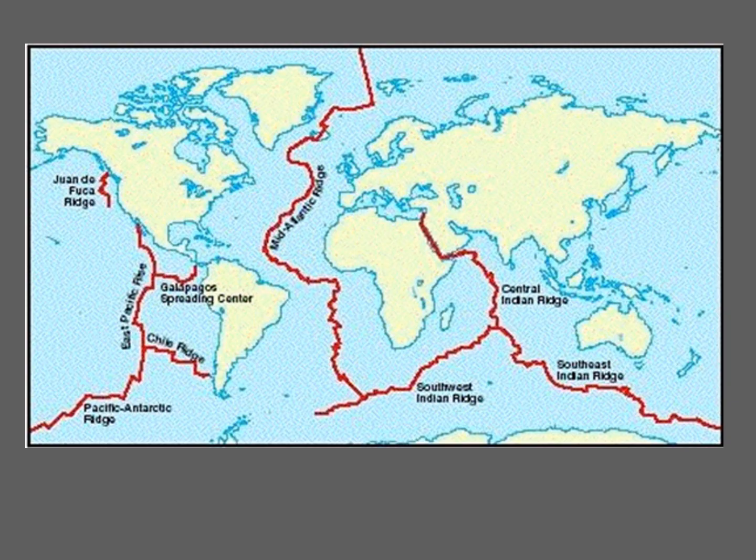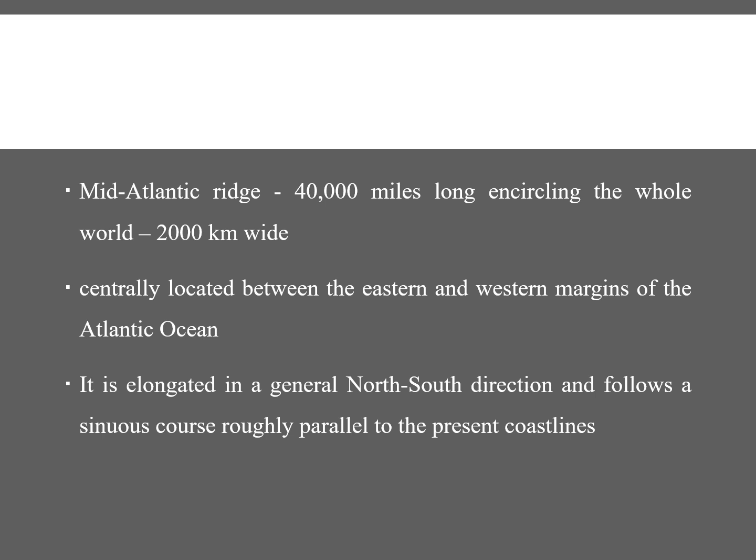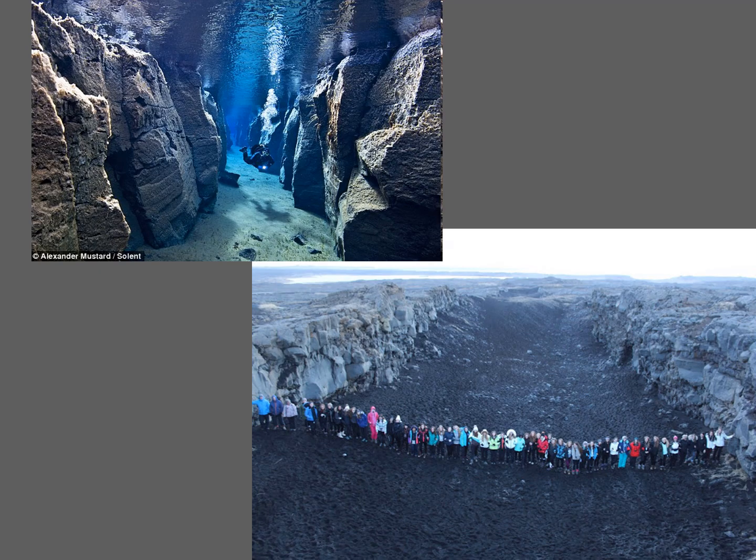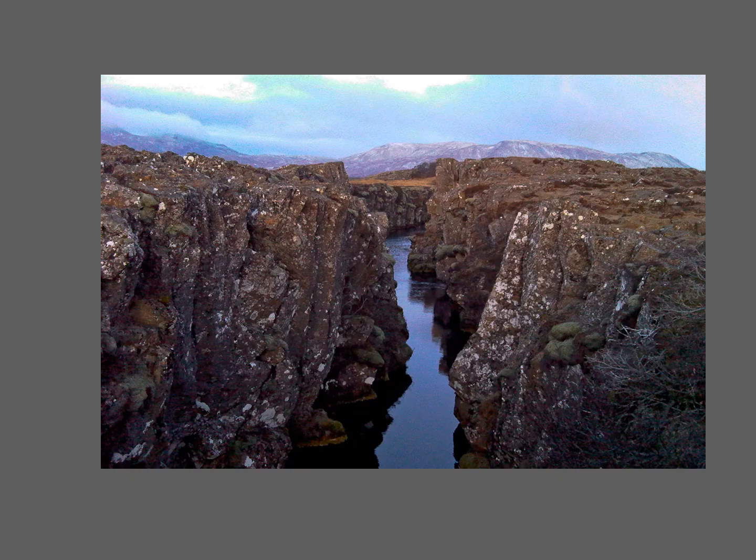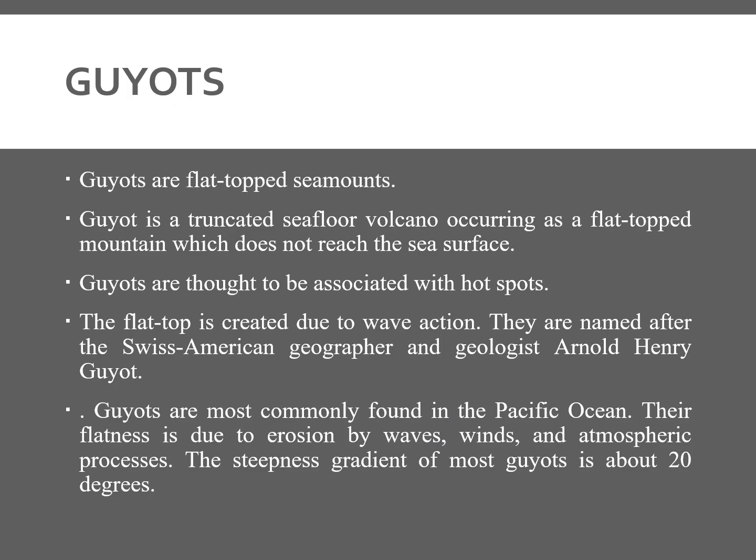This is an image showing the presence of the mid-Atlantic ridge as well as various ridges along the ocean floor. The mid-Atlantic ridge in particular is the longest one, which runs for about 40,000 miles, encircling the whole world, and is about 2,000 kilometers wide. It is located between the eastern and western margins of the Atlantic Ocean. It is in an elongated S shape in the general north and south direction and follows a sinuous course roughly parallel to the present coastline. This is an image showing mid-oceanic ridges in Iceland across the globe.